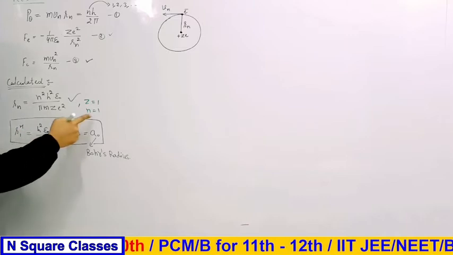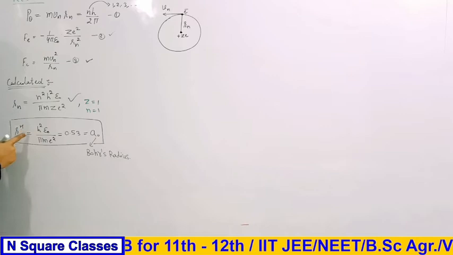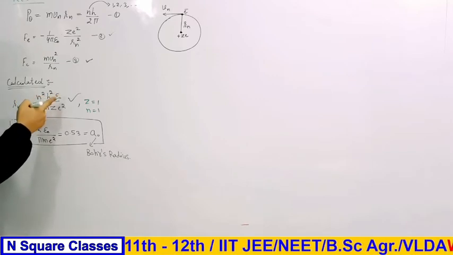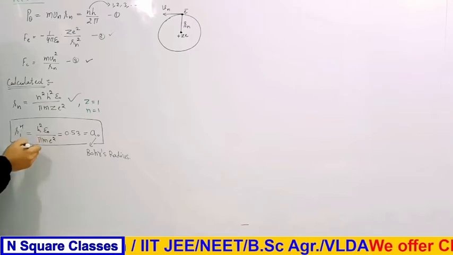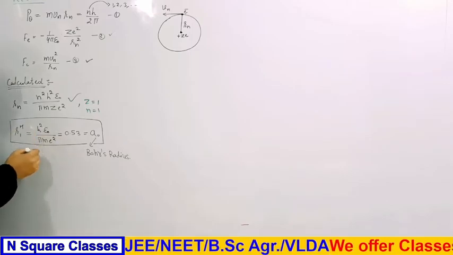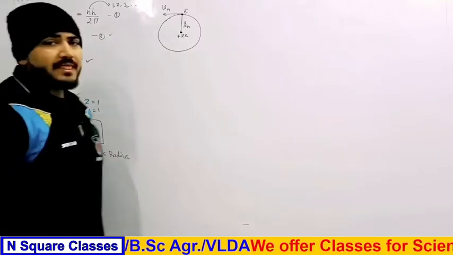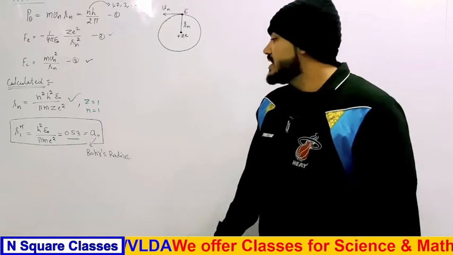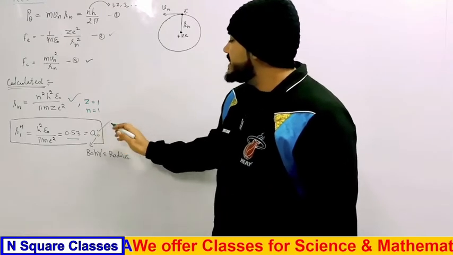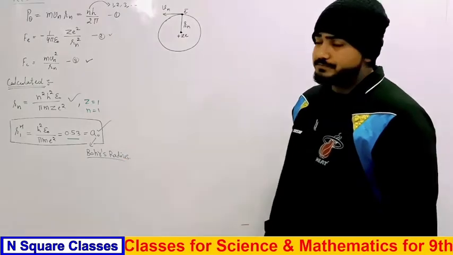For that, n equals 1 and z equals 1, z is 1 for the hydrogen atom, then r1H equals h square epsilon naught upon pi m z square. These are all constant parameters, and when we put in the values of all these parameters, we got 0.53. That is, this is the radius of the first orbit in which the electron is revolving. This is also known as A naught, and also called Bohr's radius.